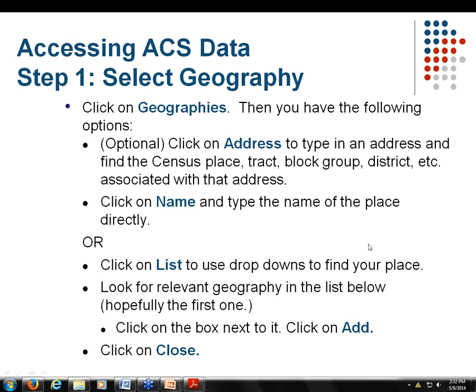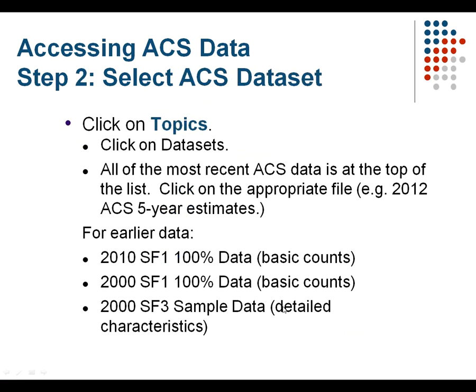So step 1 for accessing data from American FactFinder is we're going to pick what our geography is. We're going to click on Geographies, and we're going to either use this Address tab to type in an address to find the census place or the census tract that we care about. And then we have a couple of options. We can either type the geography name directly into a box, or we can use this drop-down list. But the most important thing is that we use this geography box first on the American FactFinder. So we'll go through that step when we hop on the census site.